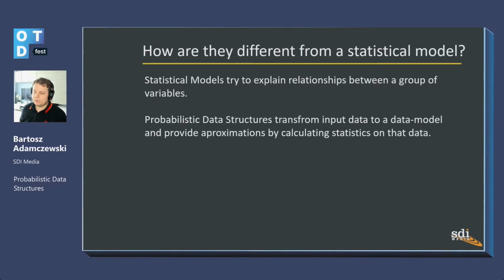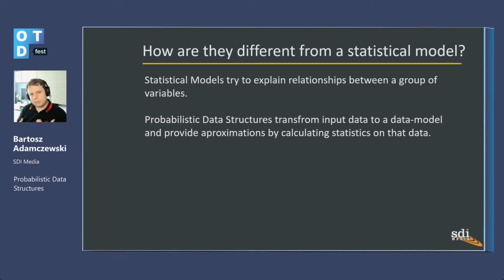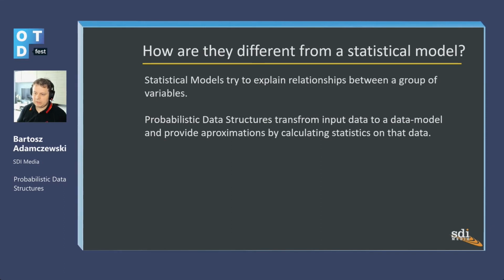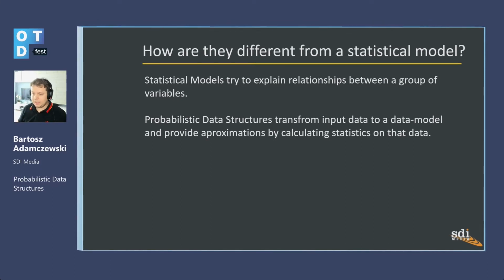But we might ask ourselves what's the difference between a machine learning model, for example, or a statistical model. So the statistical model tries to explain relationships between groups of variables, and it tries to explain a certain phenomenon. And a probabilistic data structure will not do that most of the time. What it will do is transform the data into a sort of data model or input model. You can think of this as a technique to reduce dimensionality of the data. And it will then do simple statistical calculations on that data and create simple estimators. So this is the difference.